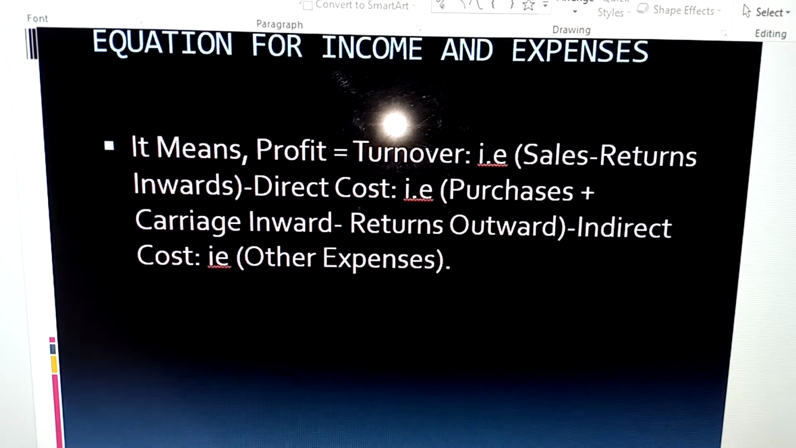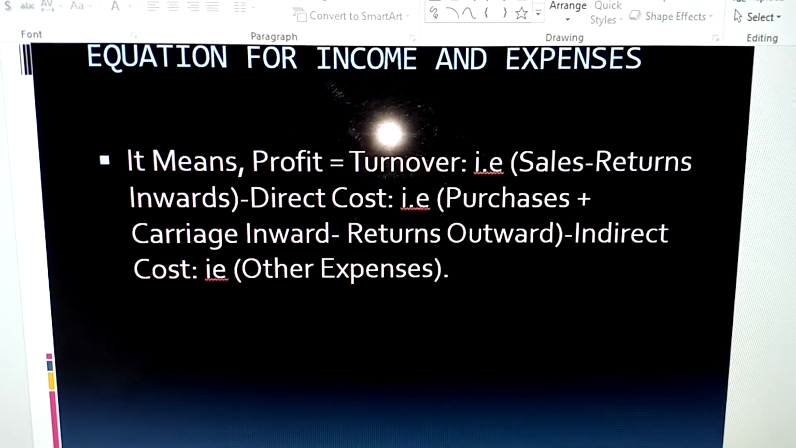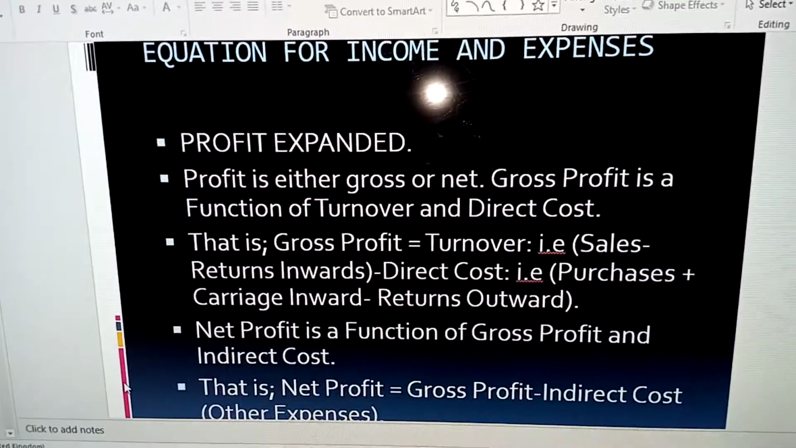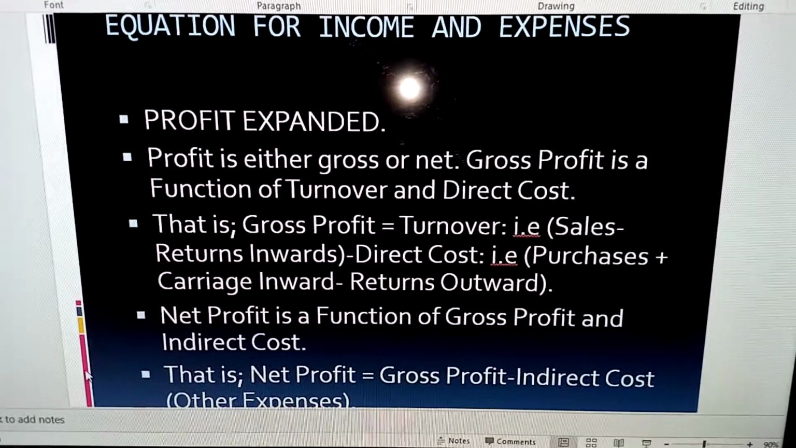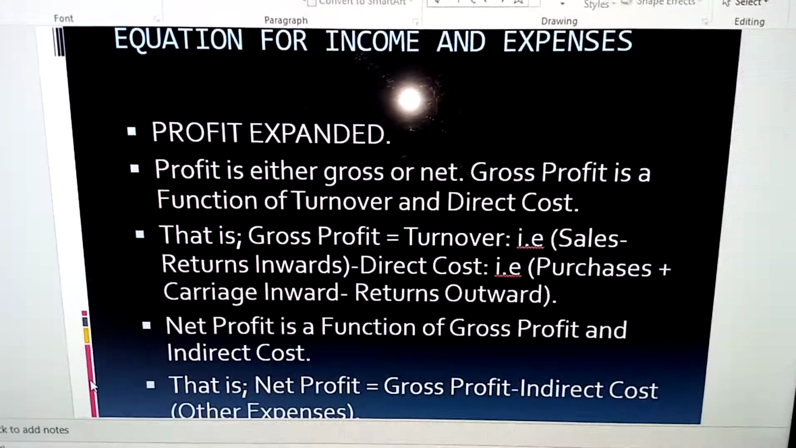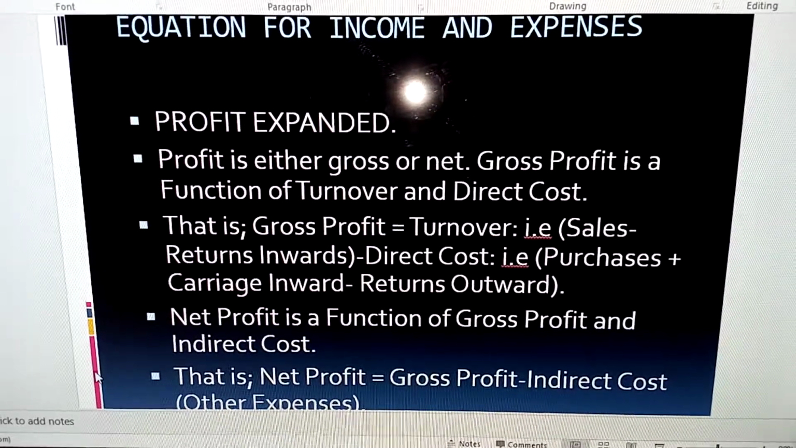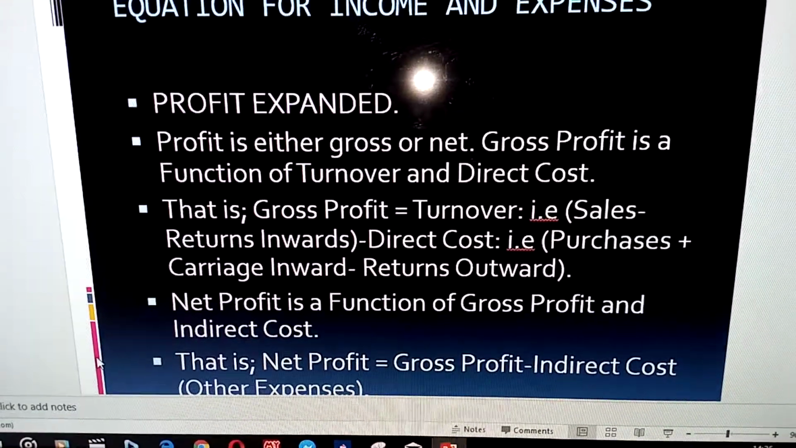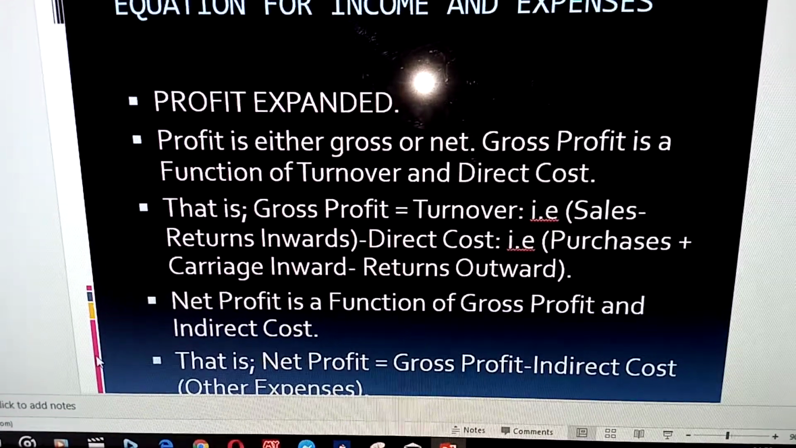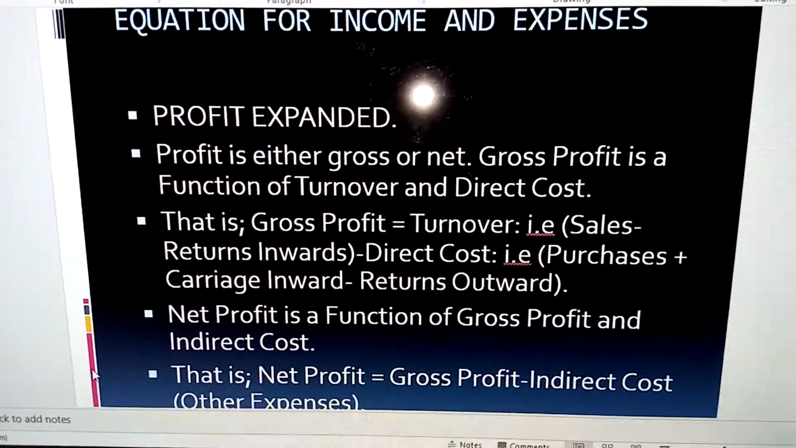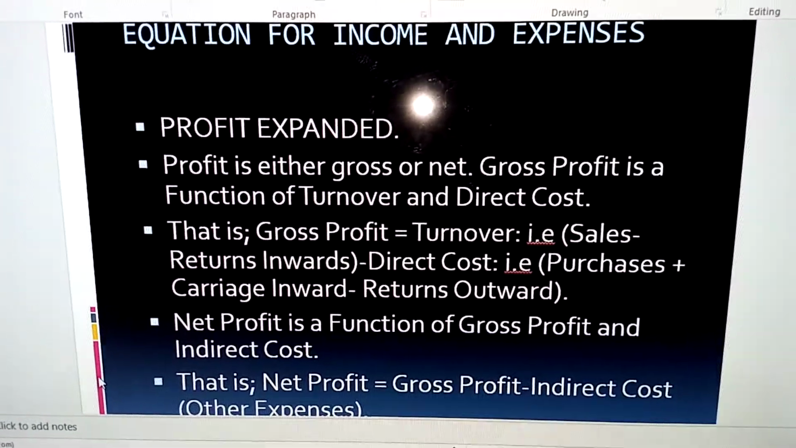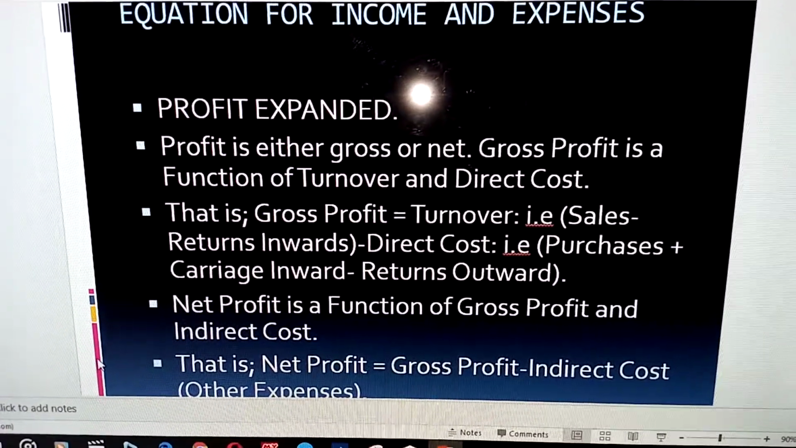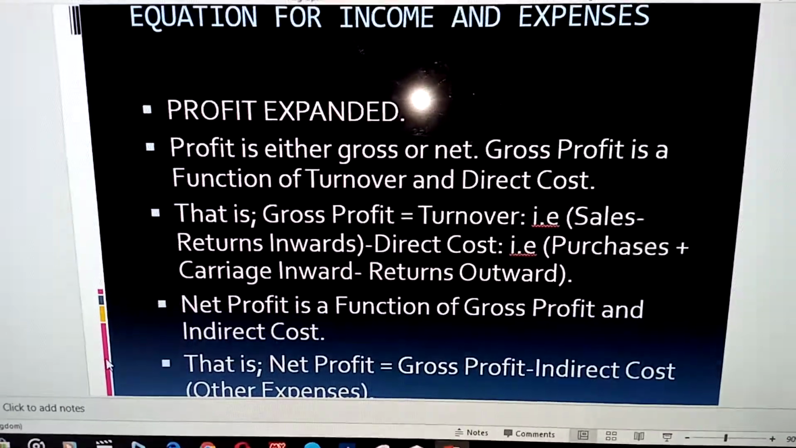Direct costs broken down to purchases plus carriage inward minus returns outward, and then indirect costs involving other expenses not related to the cost of getting the product, such as advertising, warehousing, salaries, tax, and so on. Now we have established that profit is equal to turnover minus cost. We have also established that turnover can be expanded, sales minus returns inward. Cost can be expanded, direct cost, indirect cost. Direct cost can be expanded, purchases plus carriage inwards minus returns outward. Indirect cost can be expanded to rent, advertising, warehouses, tax, interest, and so on.